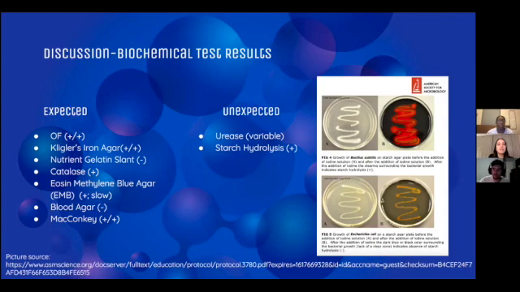Another unexpected result was the starch hydrolysis test. We originally got a positive test, but later on through research, we figured out that in fact, E. coli should give us a negative result. So that was another unexpected result.